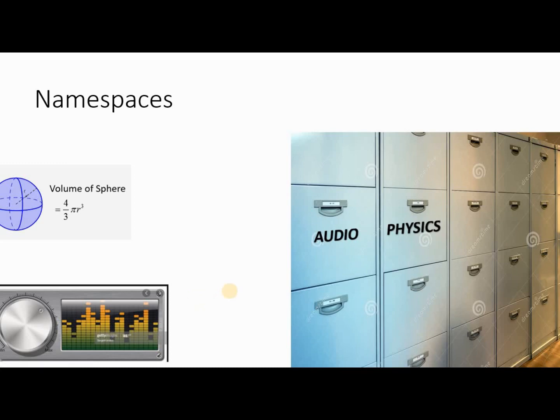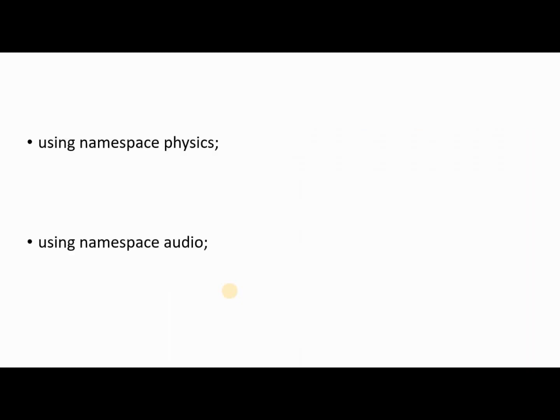The function volume, which calculates the volume of a sphere, you can put to physics namespace. And the function that controls the volume of an audio into audio namespace. So whenever you want to use function to calculate volume of a sphere, you should write using namespace physics. So this function is in physics namespace. But if you want to use the function that controls the volume of an audio, then you should write the following, using namespace audio.